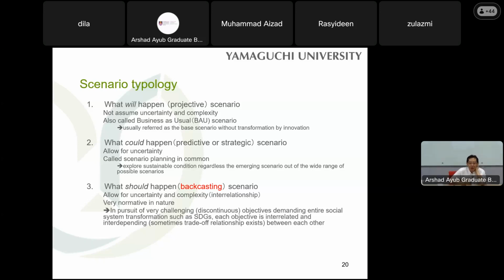This second type of scenario will explore sustainable conditions regardless of the emerging scenario, out of a wide range of possible scenarios. We usually develop 4 different types of scenario when we consider the "what could happen" scenario. If you are interested in becoming more knowledgeable and competent in developing this, you can find books at Amazon or any ebook store which explain how to conduct scenario planning.